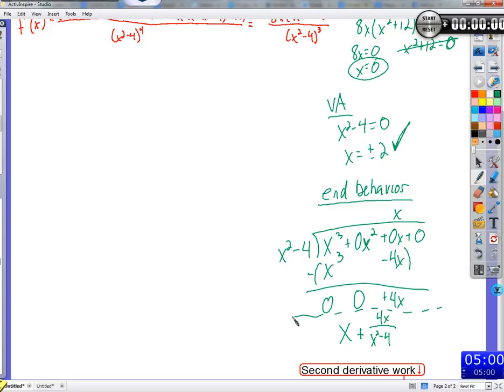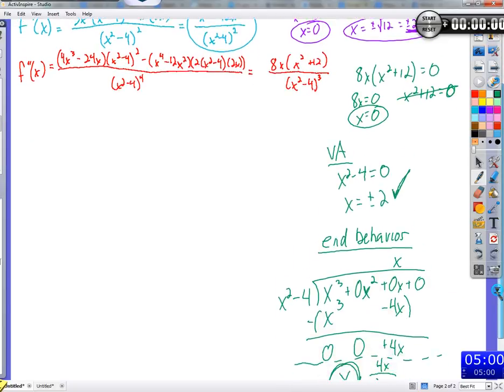Okay, what does that matter? What does that tell us? Slope is 1. The slope of the slant asymptote is 1, and the y-intercept is 0, right? This right here, y equals this, is the equation of our slant asymptote. 4x over x squared is basically 0. When x is big enough, it's basically 0, so we're just left with whatever x was, which is the slope of 1.